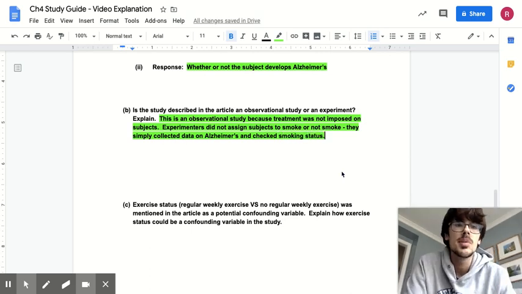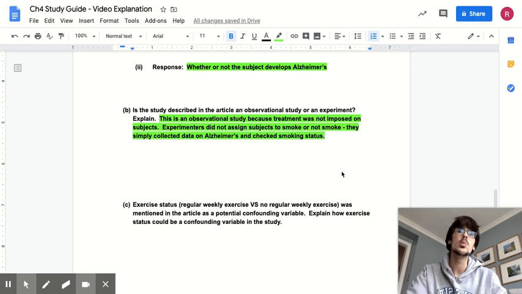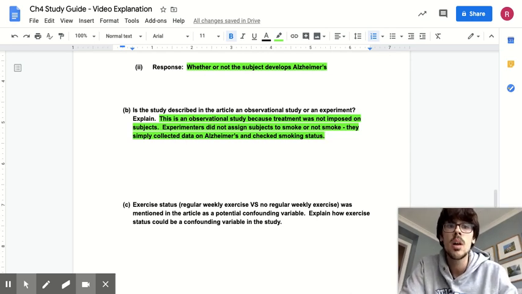I'm writing this off the cuff, so it's not like a perfectly worded answer. You certainly could have said something different here. For this problem, you need two things, though. It's an observational study because treatment is not imposed, and some sort of context explaining your answer further.